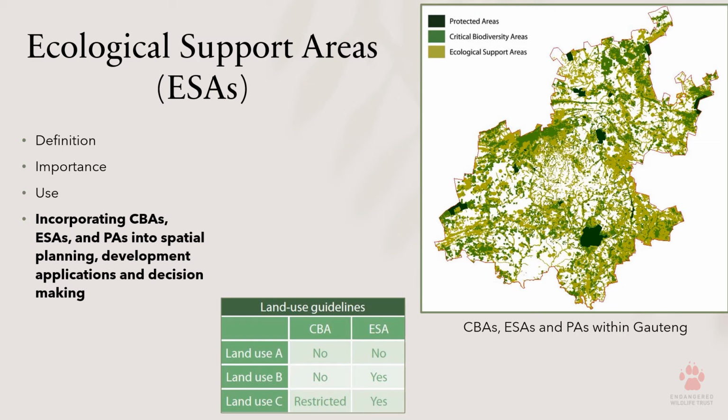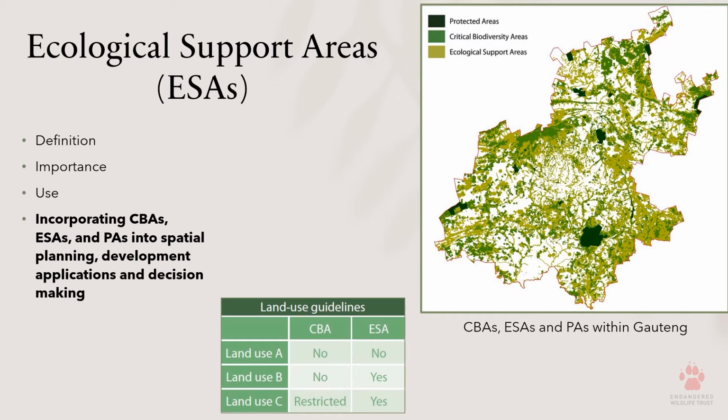Ecological support areas can be defined as areas that support the ecological functioning of protected areas or critical biodiversity areas, or indeed provide important ecological infrastructure. They should be maintained ideally in at least semi-natural ecological condition with no further intensification of land use. Land use suitability includes low-impact ecotourism or recreation, sustainably managed rangelands, certain forms of low-density housing, and even agriculture.